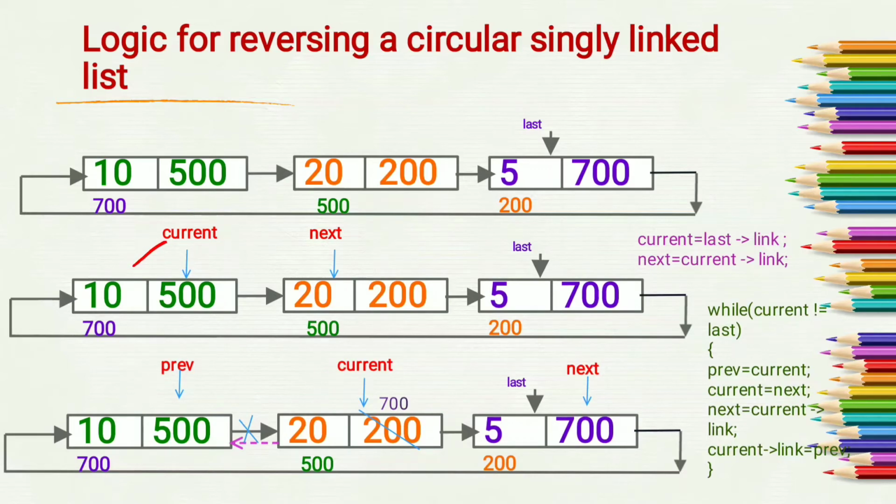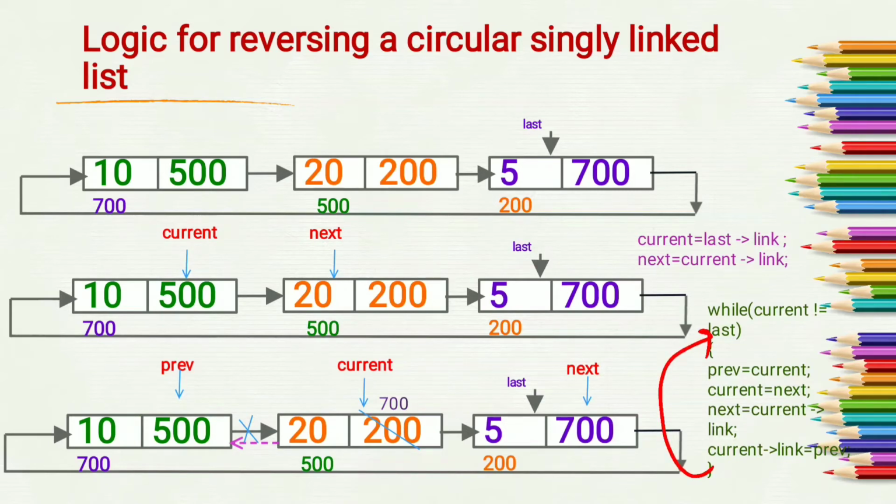Now we change the current node link part to the address of the node stored in the previous pointer, because we have to reverse the link part of all nodes to their previous node. So we make this node point to this node. We write current arrow link equals previous. Now the current link part contains 700, which is the address of this node. That means the next of the current node has now become the previous node. Now again this loop will be repeated.